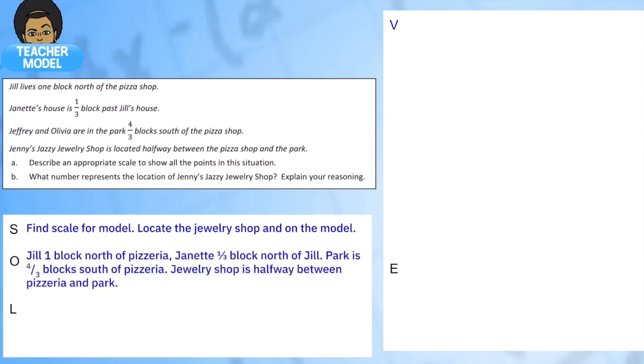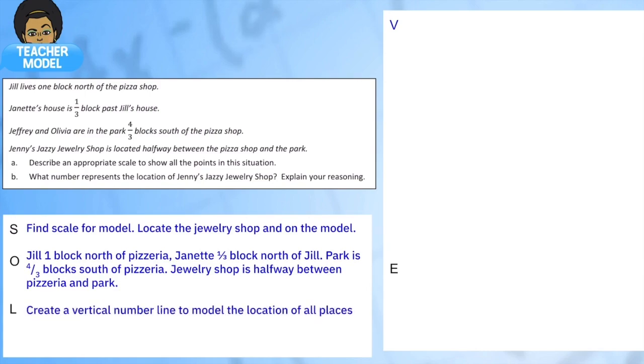There's a lot of information in this problem having to do with location, and you'll notice that a lot of them have to do with north and south. So that's already making me think that my model should be a vertical number line as I'm going up and down. And we could also see everything is kind of in relation to the pizzeria. So I'm going to use the pizzeria as my central point, as my zero, as I'm figuring out the location for all these things. And here's my plan.